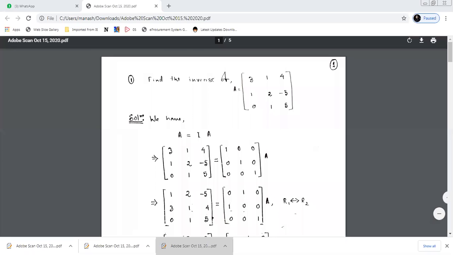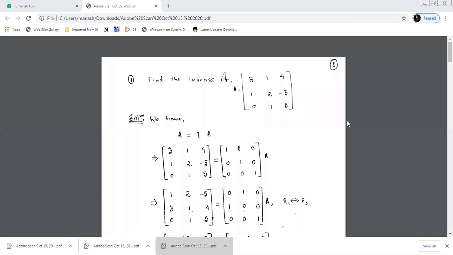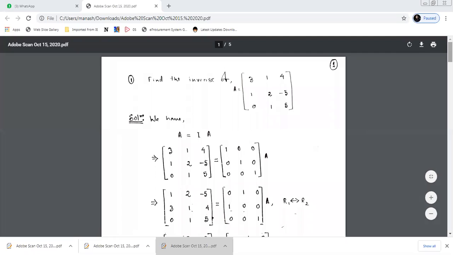How we can find out the inverse of a matrix. So today I give one more example of how you can find out the inverse of a matrix. I will repeat the same procedure. See here, this is a matrix. You have to find out the inverse of the matrix.